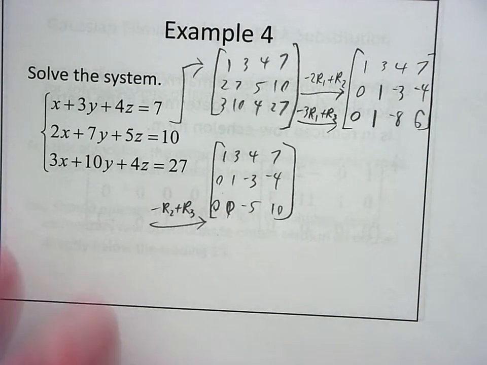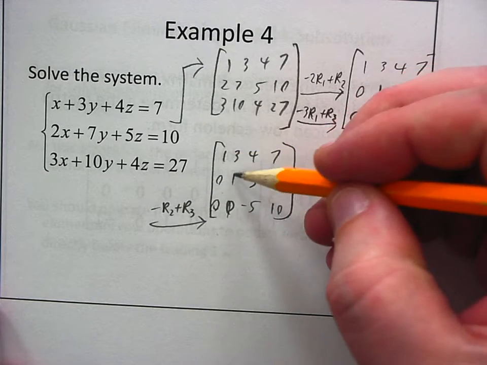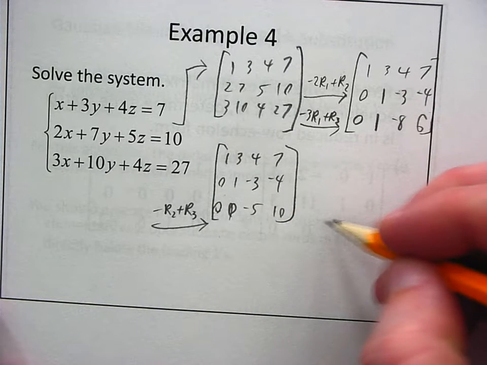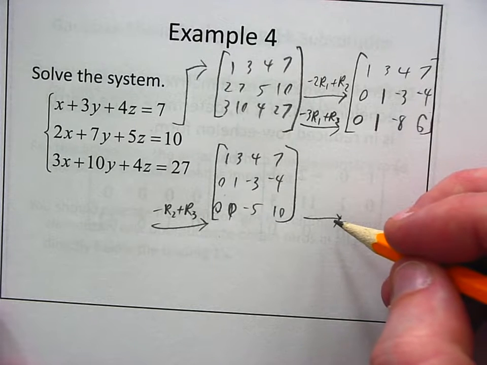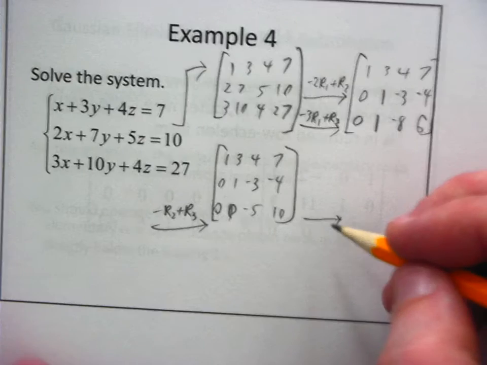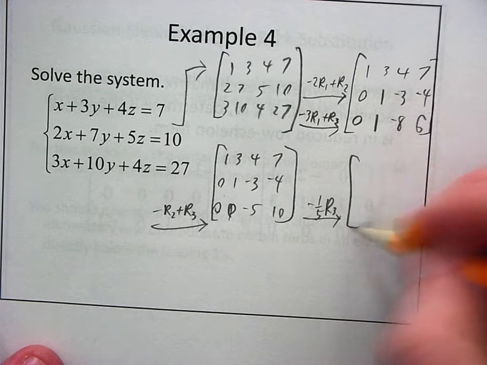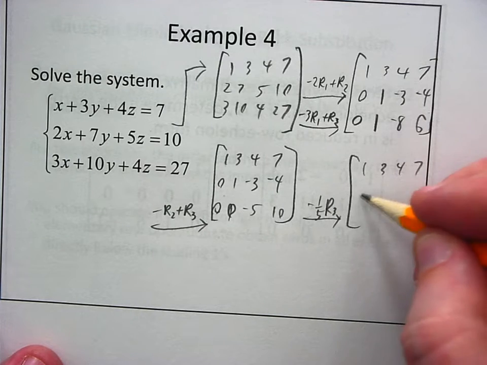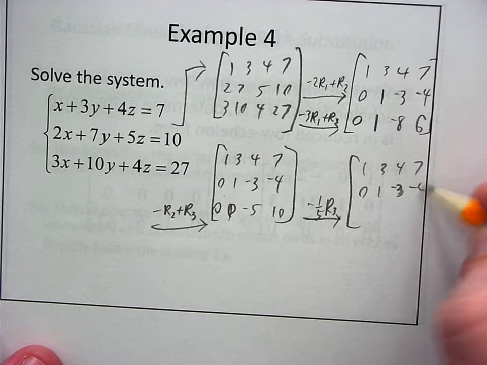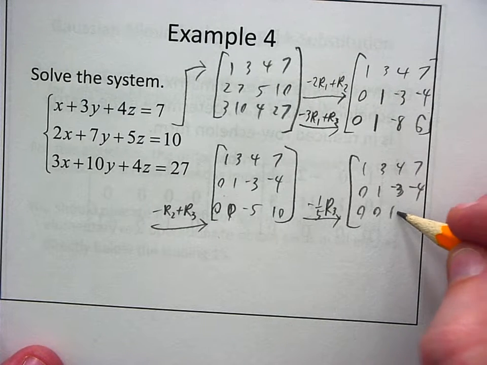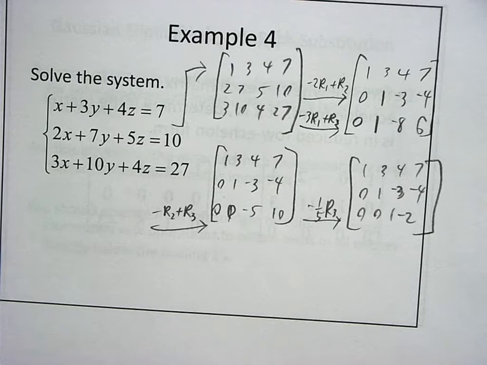Okay. Now at this point I can honestly go back to equations, but I'm going to go one more step just so I get a nice leading coefficient of 1 on each thing. What do I do to that bottom row to get a leading coefficient of 1? Multiply by negative. Well, divide by negative 5. But I'm not allowed to divide, so negative 1/5, row 3, yep. And replace row 3. So 1, 3, 4, 7, 0, 1, negative 3, negative 4, and 0, 0, 1, and negative 2. So from there, I'm going to go back into the equation form of this thing.